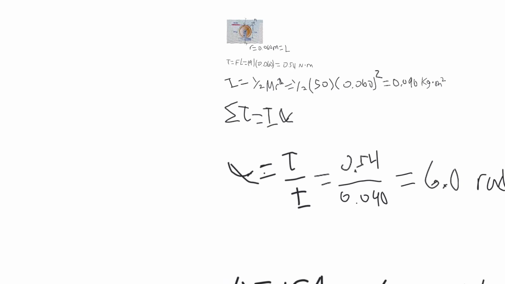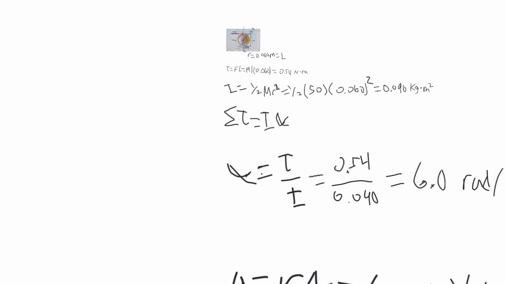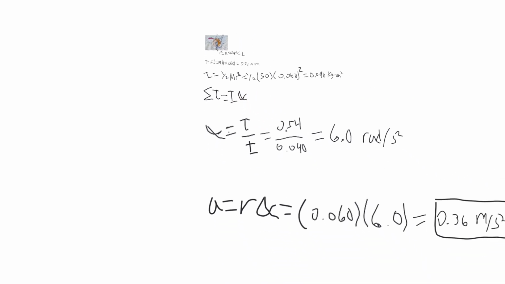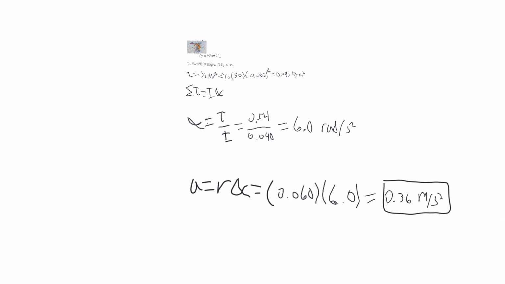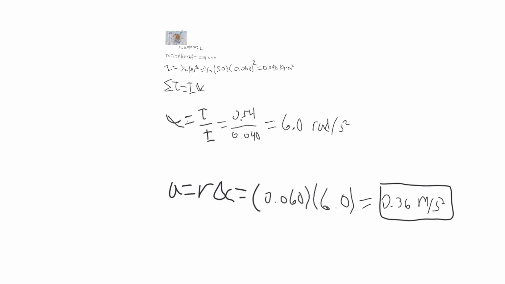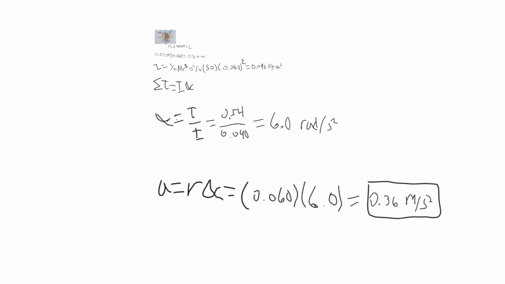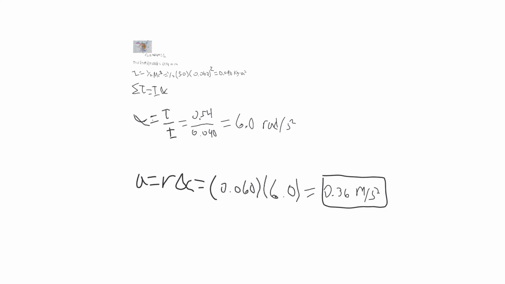And now what's the whole point of doing all this? To find the torque and moment of inertia is to find the angular acceleration. Using this equation, we know that the sum of the torque is equal to the moment of inertia times alpha. So now solving for alpha, we just have to divide the torque by the moment of inertia, which we already have above. So it's 0.54 over 0.090, and we get 6.0 radians per second squared.